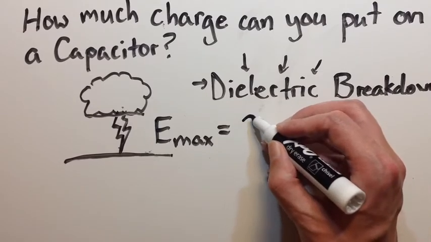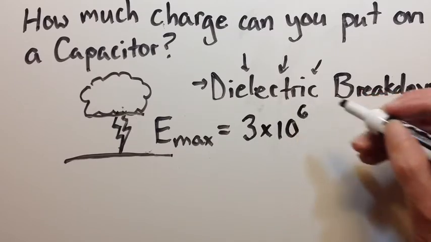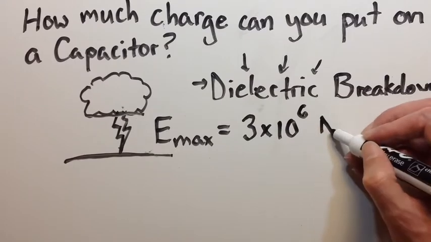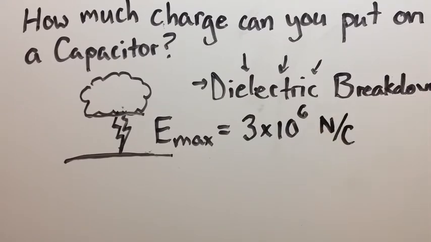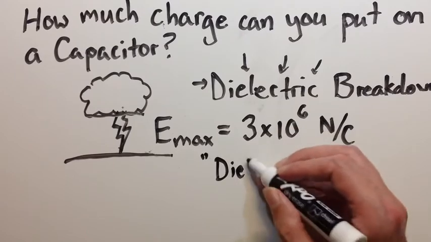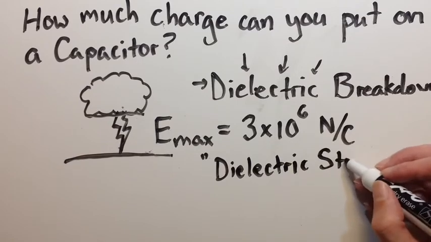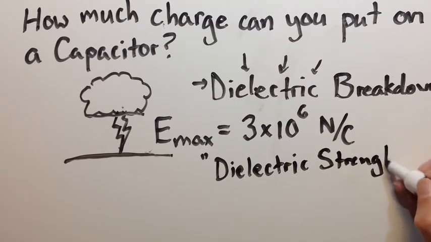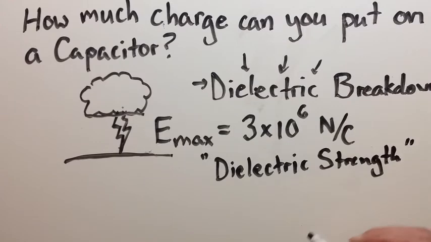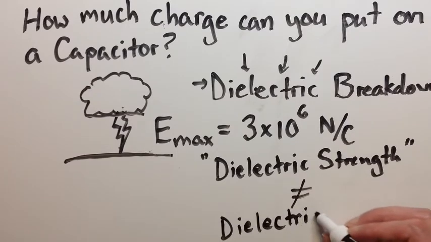Air, it turns out, is a reasonably good dielectric in terms of having a large, what's called dielectric strength, which is this. So for air, 3 times 10 to the 6th newtons per coulomb is what's called the dielectric strength of air. But that's really just a fancy phrase for the maximum electric field, okay? That's really all that actually means. So now, I want you to make sure that you do not get that confused with one other term, which also has the word dielectric in it, confusingly, and that is dielectric constant.